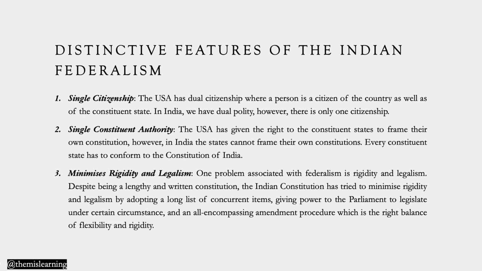Now, what is happening because of this is the third point, that we are minimizing rigidity and legalism. One problem associated with federalism is rigidity and legalism. Despite being a lengthy and written constitution, the Indian constitution has tried to minimize rigidity and legalism by adopting a long list of concurrent items, giving power to the president to legislate under certain circumstances, and an all-encompassing amendment procedure, which is the right balance of flexibility as well as rigidity.